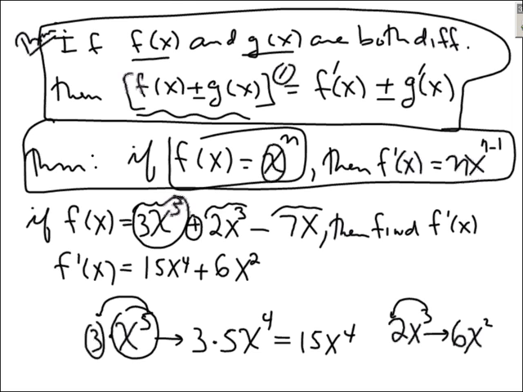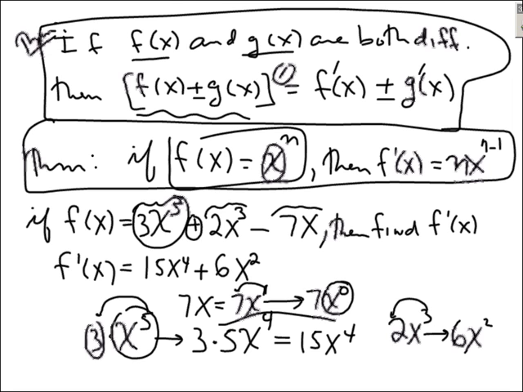Now the next one is a bit messy. 7x is equal to 7 times x to the 1. So to take the derivative, you bring the power down, multiply by the constant in front. 7 times 1 is 7, and then you make the new power 1 less. X to the 0 is 1. So you get 7 times 1, or 7.